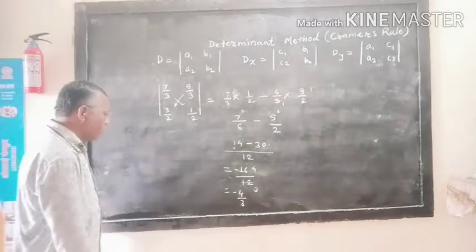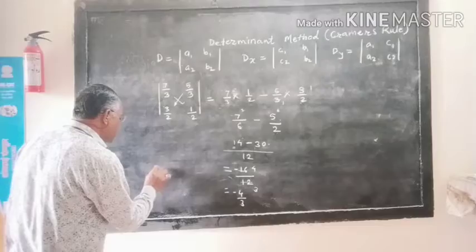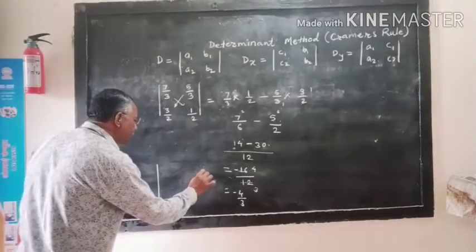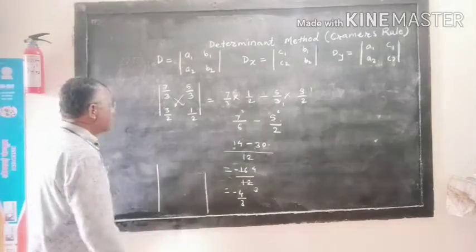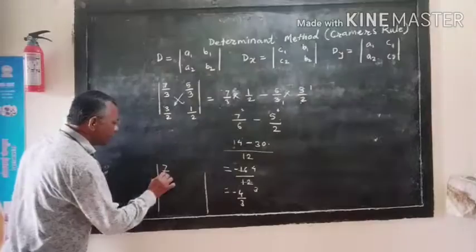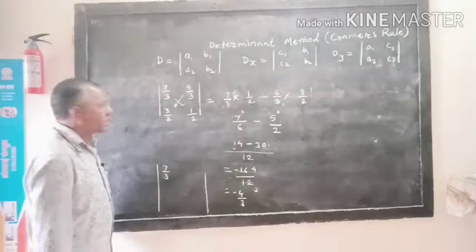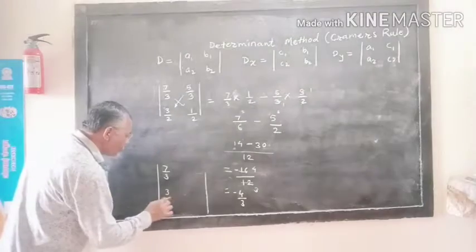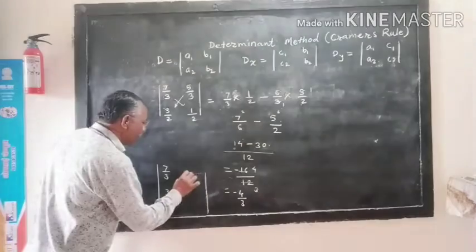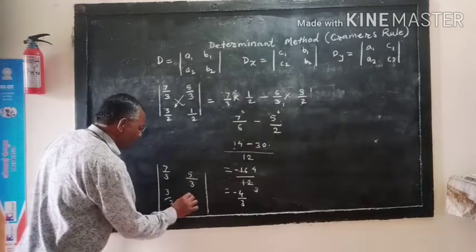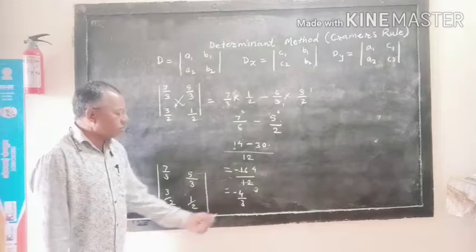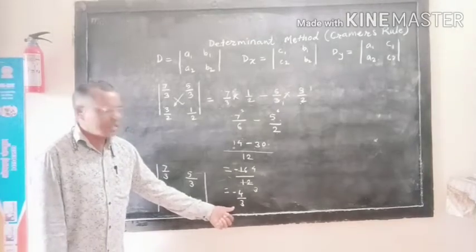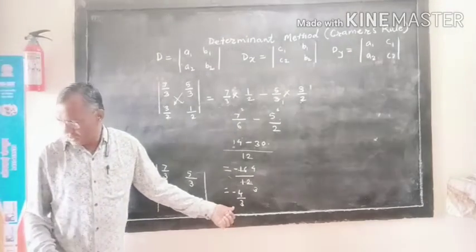And you have to write here the last answer. That is, you have to write this determinant and is equal to this answer. Determinant is 7 by 3, 3 by 2, 5 by 3 and 1 by 2. It is a determinant and the value of this determinant is minus 4 by 3. Okay.